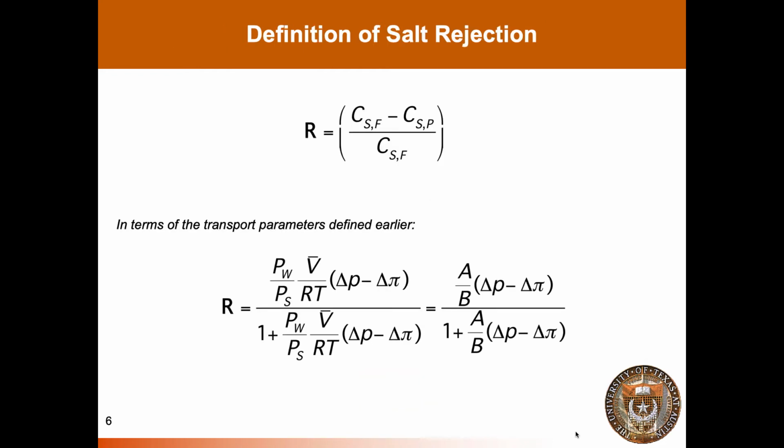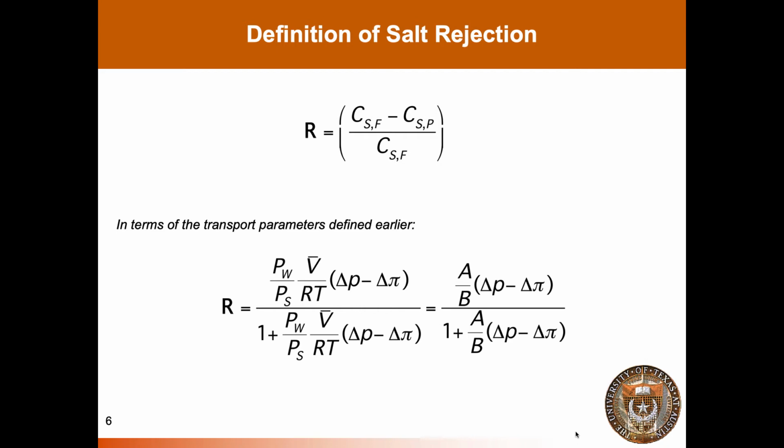We typically write the performance of a desalination membrane in terms of two parameters. One is flux, solvent flux, and the other is rejection of the solute, or rejection of salt. Rejection is defined as the difference between the salt concentration in the feed and the permeate relative to the salt concentration in the feed. This is an operational definition that is easily measurable in the laboratory.